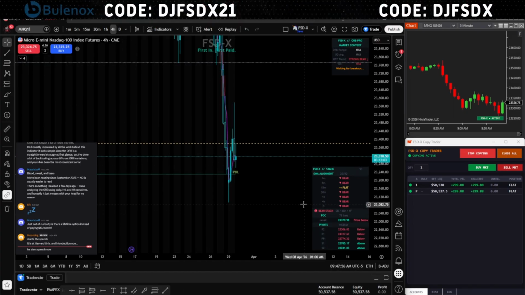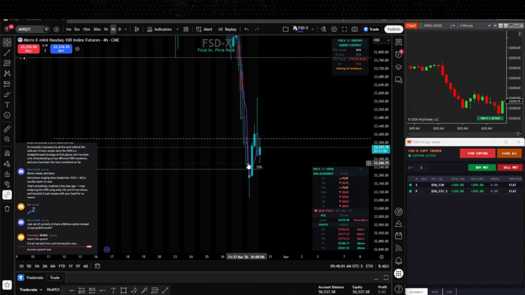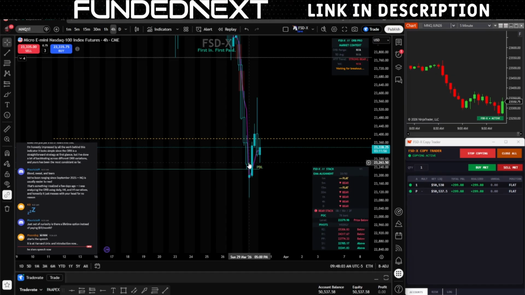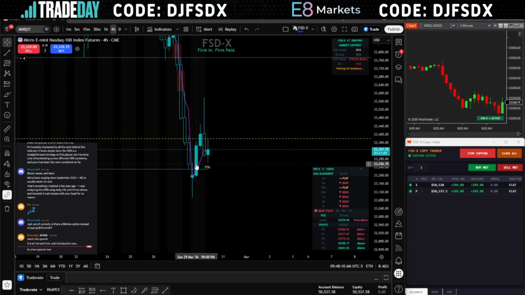Alright, so on the 4 hour, we basically did a wick test. We literally filled in the gap, and this is what I thought was going to happen. I was going to say it earlier, but we went wick to wick on this fair value gap and then just pushed up.